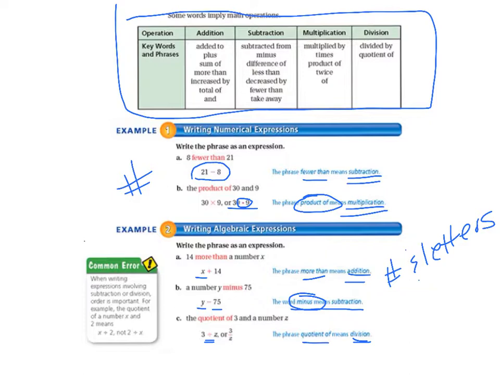Let's take a look at the common error box. When writing expressions involving subtraction or division, order is important. For example, the quotient of a number x and 2 means x divided by 2, not 2 divided by x. So be really careful with that.